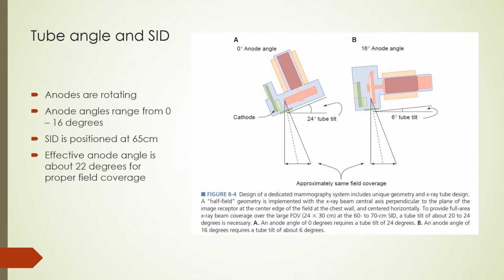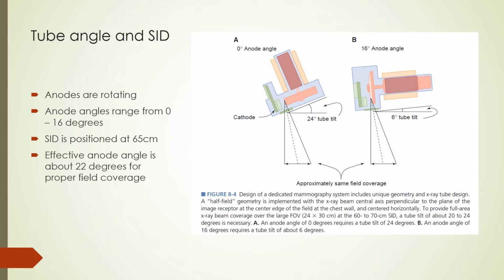Mammography tubes have rotating anodes with anode angles ranging from 0 to 16 degrees depending on the manufacturer. Tubes are usually positioned at an SID of 65 centimeters. To achieve a field coverage of 24 by 30 centimeters on the image receptor, the effective anode angle is at least 22 degrees. The figure shows two tube designs, one with a 0-degree anode angle and one with a 16-degree anode angle. Both designs feature a half-field beam geometry rather than the full-field geometry seen in general radiographic systems. On Figure B, the effective anode angle is the anode angle plus tube tilt.